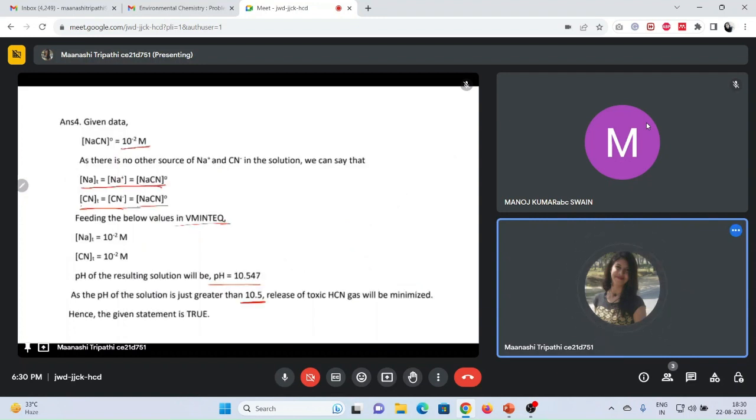So that is why this pH is enough. So the answer is true. For solving these questions, please refer to Visual MINTEQ.